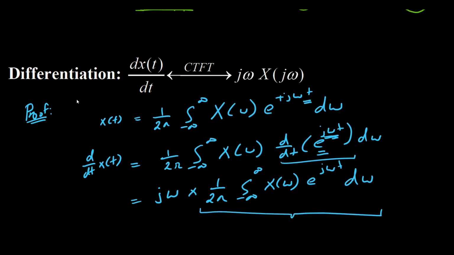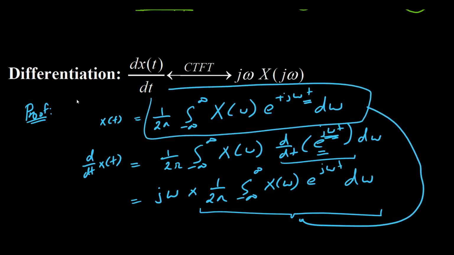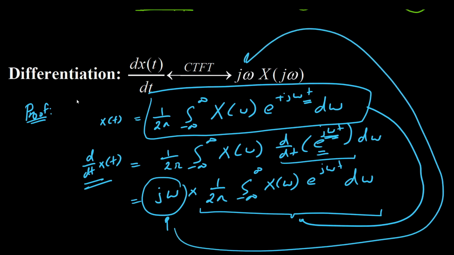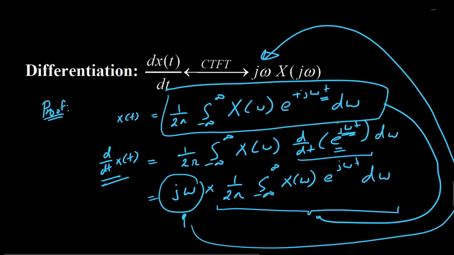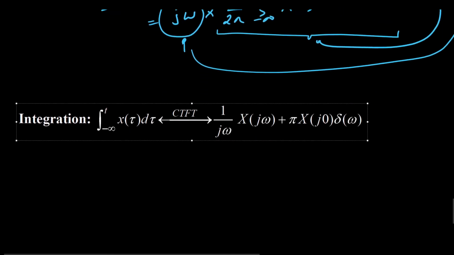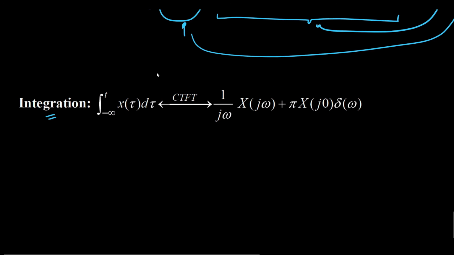And this is exactly the same as our initial starting point. So if we are differentiating in time, we are just multiplying by j omega, and this is appearing over here. In the same way, we can also prove the differentiation in the frequency domain rather than the time domain. Now let us move towards a very important property, the integration property, and we move towards the proof of it first.